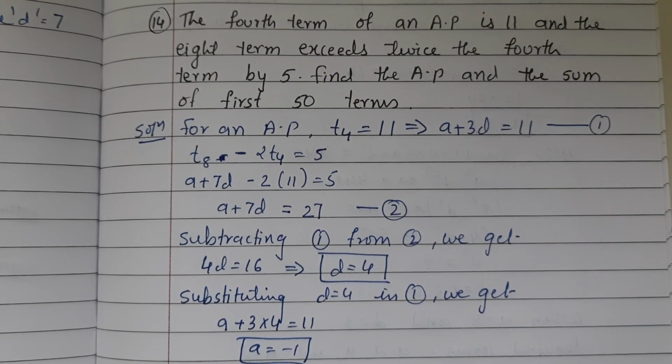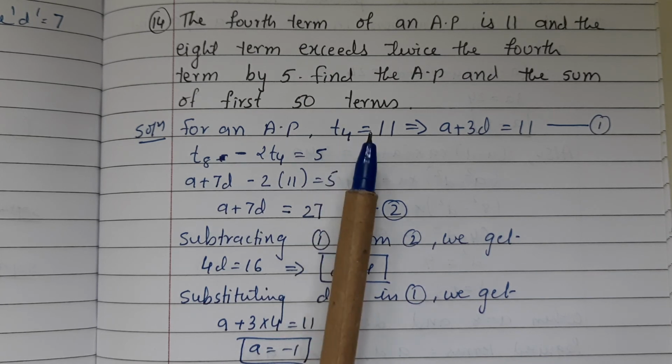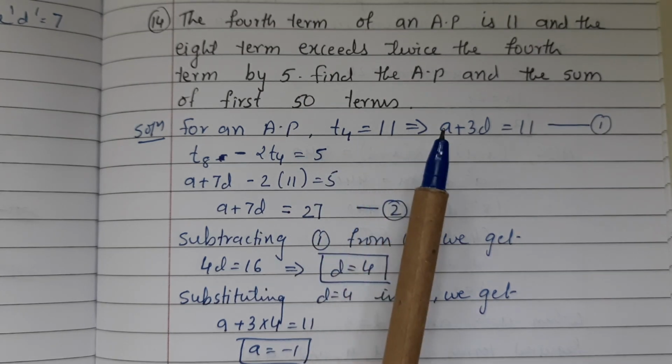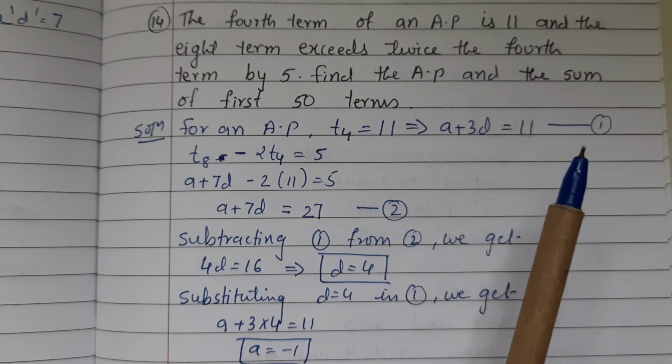Sum number 14. The 4th term of an AP is 11 and the 8th term exceeds twice the 4th term by 5. Find the AP and the sum of the first 50 terms. For an AP, 4th term means T of 4 equals 11, which means A plus 3D equals 11. Let that be equation 1.